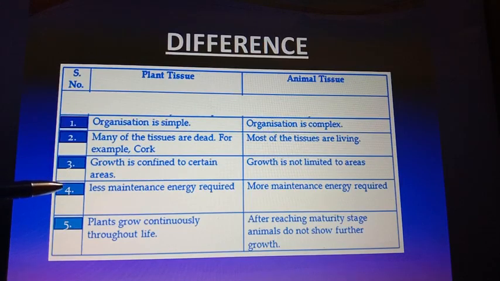Now, for plant tissue, less maintenance energy is required. For animal tissue, more maintenance energy is required. For plant tissue, plants grow continuously throughout their life. So plant tissues are also growing throughout their life. And for animal tissue, after reaching the maturity stage, animals do not show further growth. So animal tissues have limited growth.